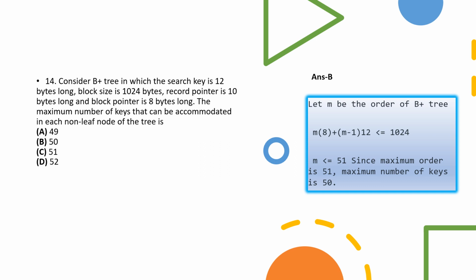In the formula, in the figure you can see, if it has m block pointers, it will have m minus 1 keys. So m block pointers with block pointer size 8, and m minus 1 keys with key size 12. When we solve it, m is less than or equal to 51. So the maximum order will be 51, but it is asking for the maximum number of keys, which is order minus 1. So in total it would be 50. So the answer will be 50 here.